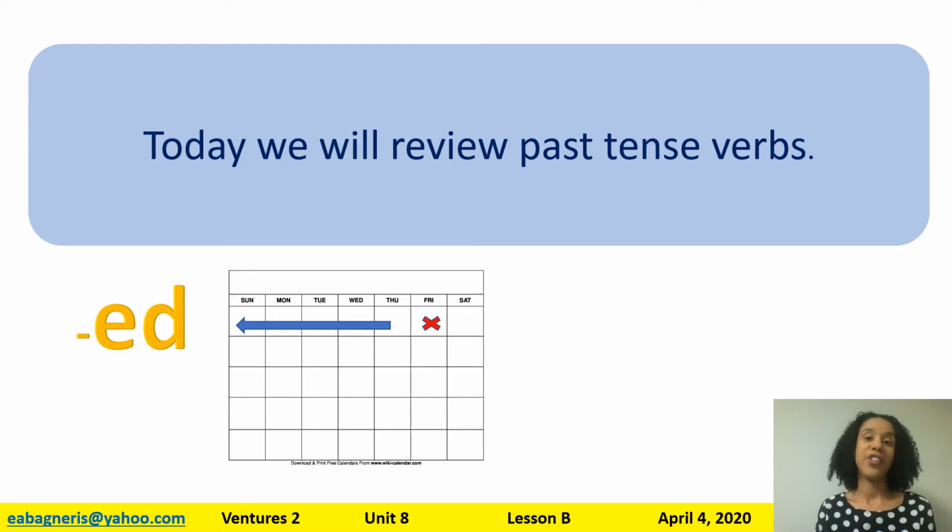Look at my calendar. It shows an X on Friday. Anything that happens on Thursday, Wednesday, Tuesday, or Monday of that week happened in the past. The past talks about things that have already happened. They are done. So we are going to review past tense verbs. But before we do, let's check the homework I gave you last time.